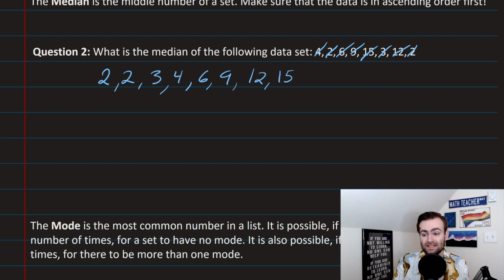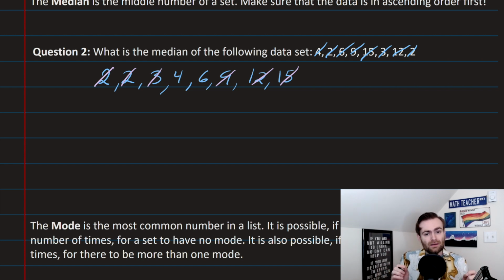Now that we have our list here, we are going to scratch off one from the left, one from the right, until we meet in the middle. So 2 gets paired with 15. This 2 gets paired with the 12. 3 gets paired with 9. And then 4 and 6 are the middle.